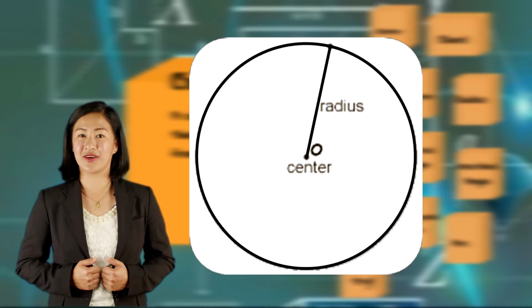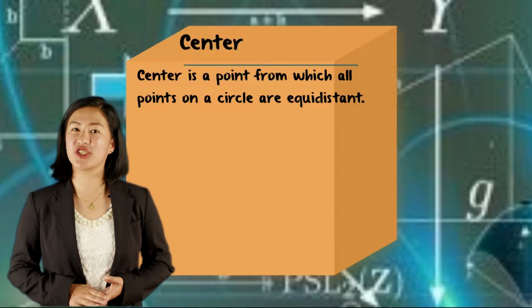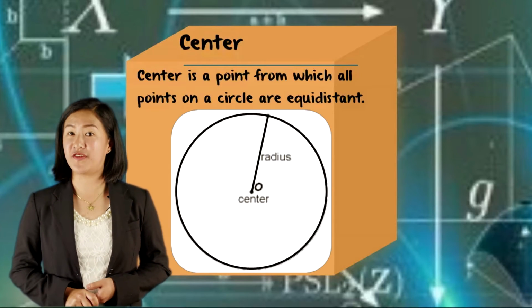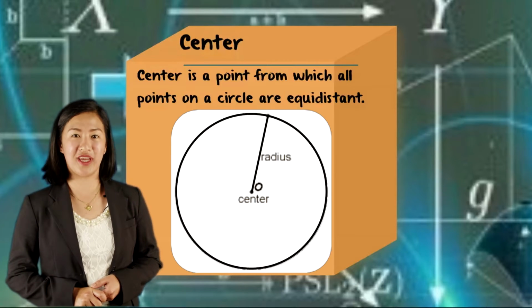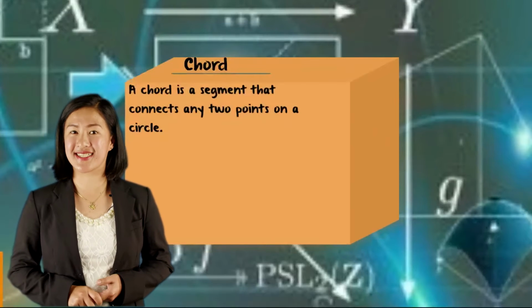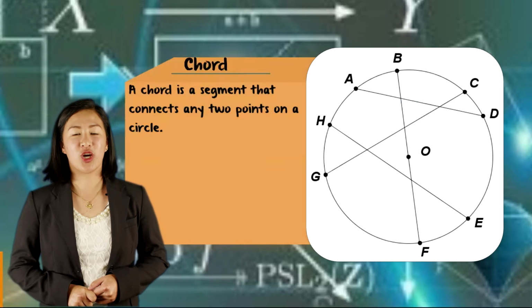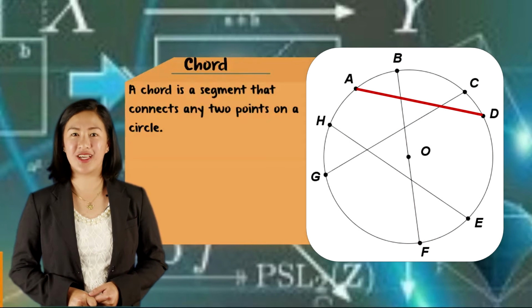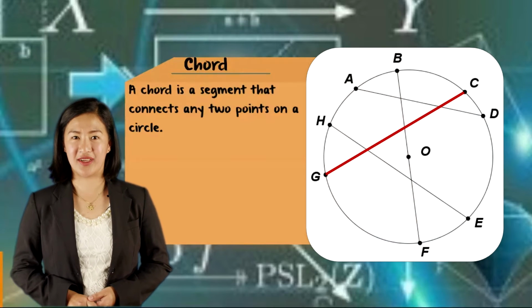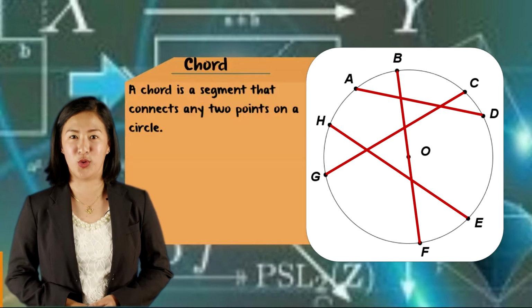Let's have the terms related to circles. Center is a point from which all points in a circle are equidistant. The center from the illustration is point O. A chord is a segment that connects any 2 points on a circle. Chord AD, chord BF, chord CG, and chord HE are the chords of circle O.